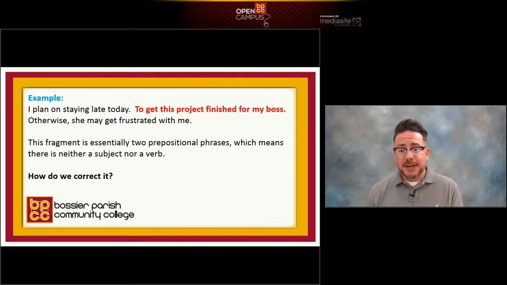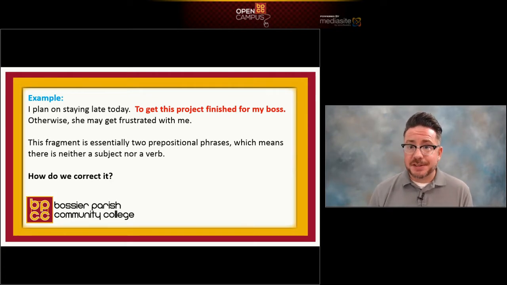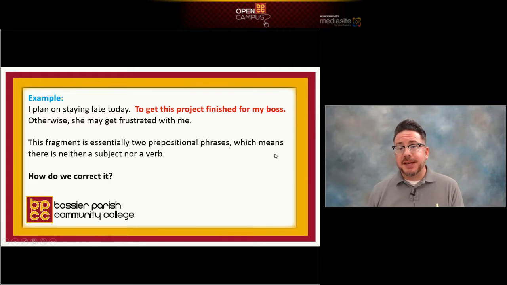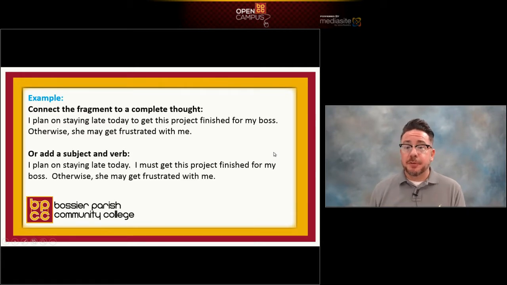So this fragment is essentially two prepositional phrases. To get this project finished is a prepositional phrase. For my boss is a prepositional phrase. Well, if you think back to the subjects and verbs lesson, we learned that the subject can never be part of a prepositional phrase, which means we have no subject here. And also, if I were to isolate this and say to you, to get this project finished for my boss, well, that's not a complete thought. By itself, it doesn't make sense.